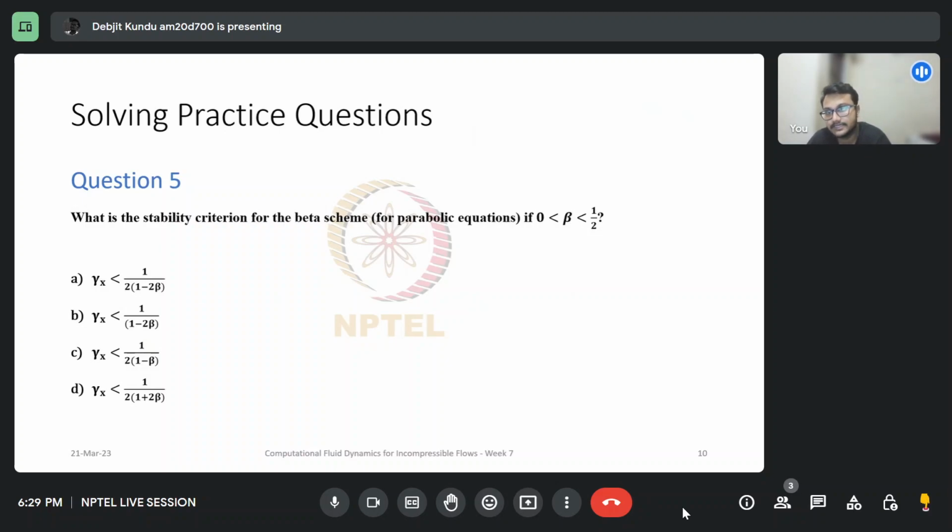Is it option A, gamma x less than 1 over 2 into 1 minus 2 beta? Is it option B, gamma x less than 1 over 1 minus 2 beta? Is it option C, gamma x less than 1 over 2 into 1 minus beta? Or is it option D, gamma x less than 1 over 2 into 1 plus 2 beta? Read the question carefully and then try to figure out the correct option.